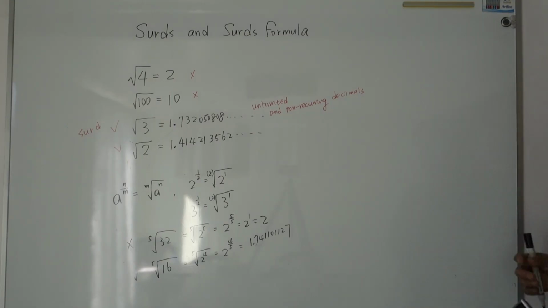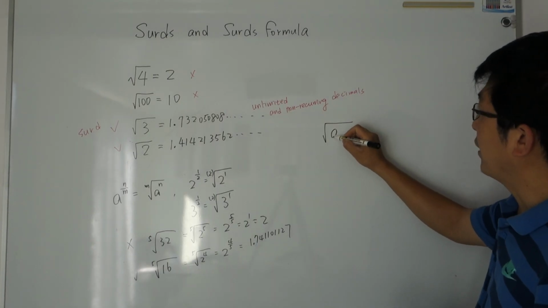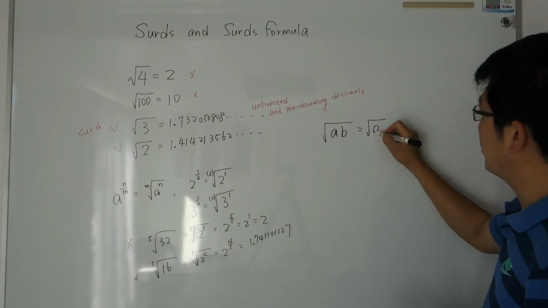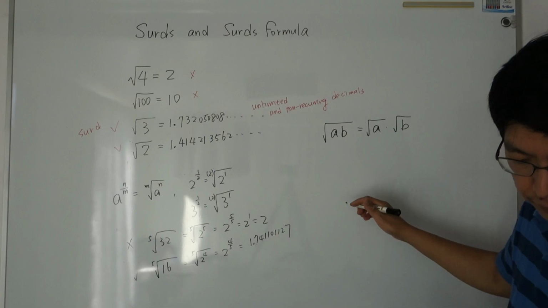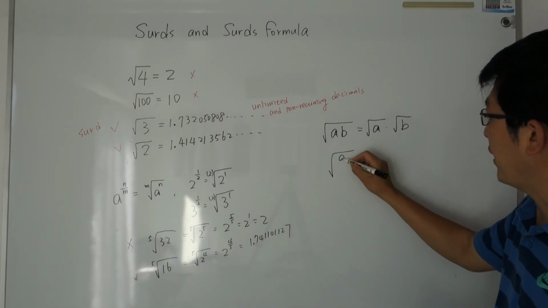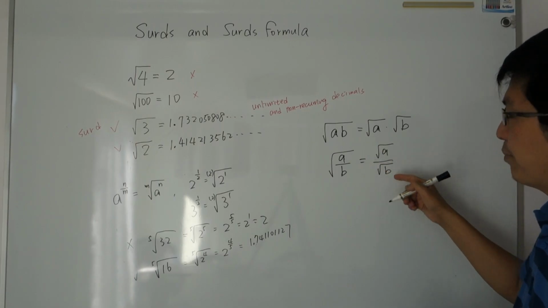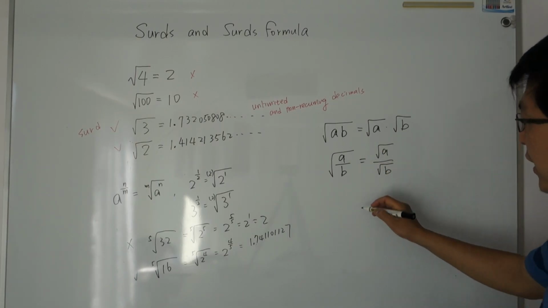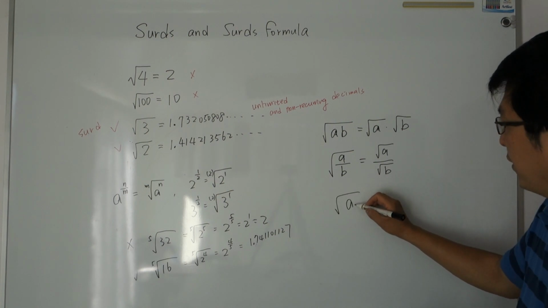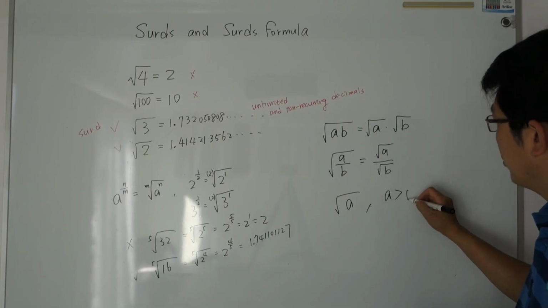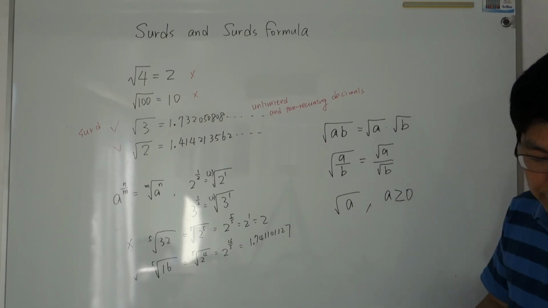Okay, and now what's the surds formula? Square root of a times b, you can separate it to become square root a times square root b. Square root of a over b equals square root a over square root b. You can separate. And inside the square root, a must be bigger than or equal to 0. Remember this concept. You can be 0.